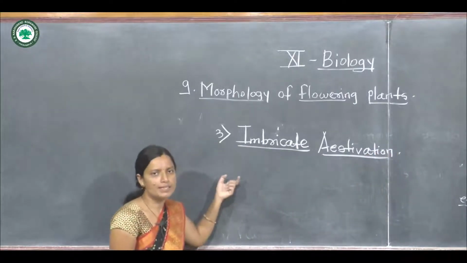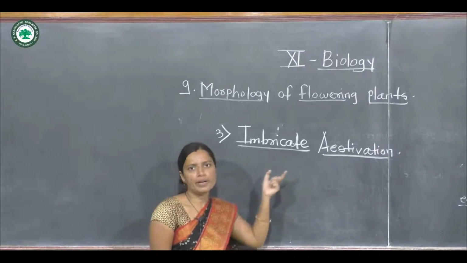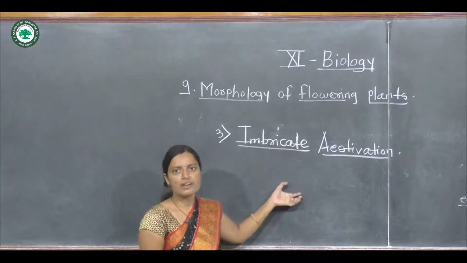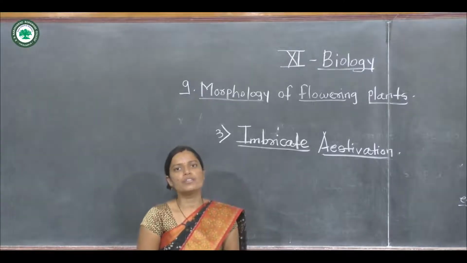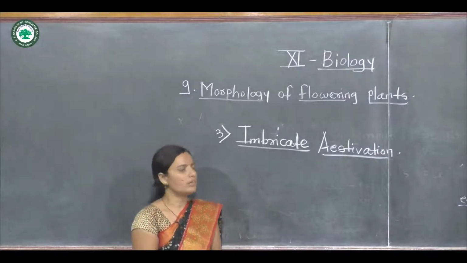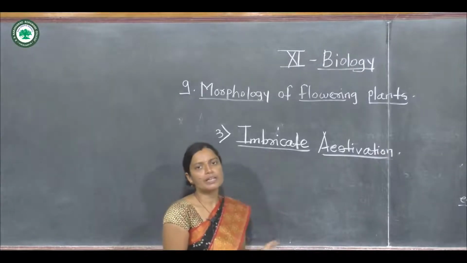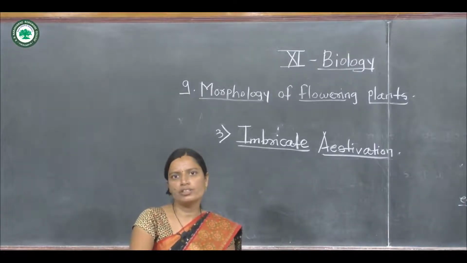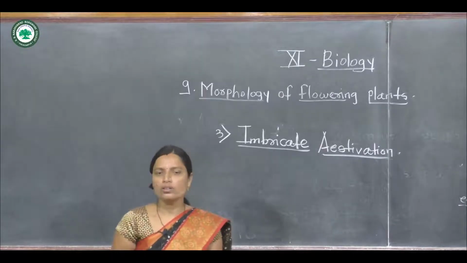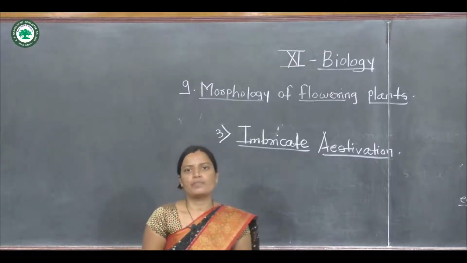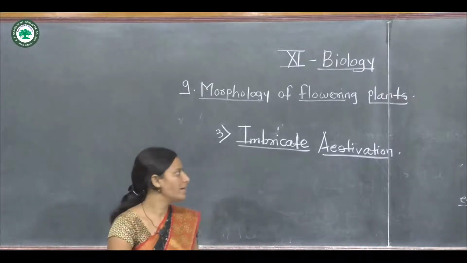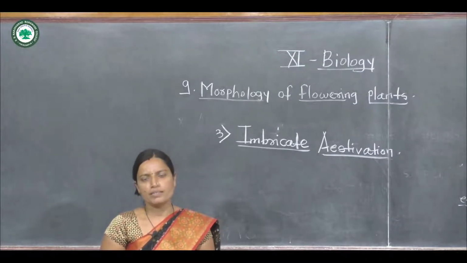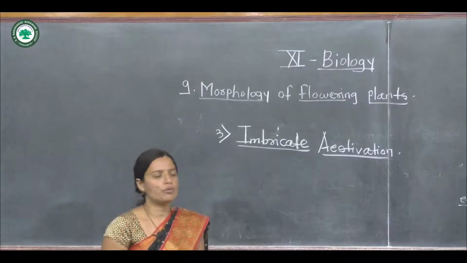In this type of aestivation, one sepal or petal is completely inner, one sepal or petal is completely outer, and three overlap with each other. This arrangement is called the imbricate type of aestivation. For example, the calyx of cassia, the sepals of cassia, show the imbricate type of aestivation.